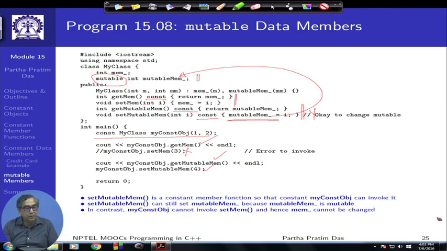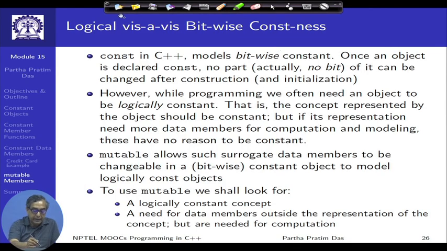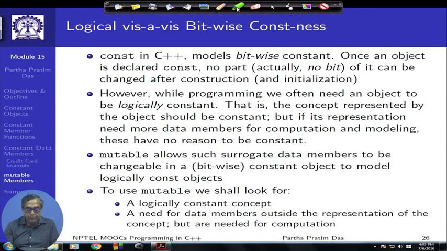This would not have been possible, but since this data member is mutable, it is allowed to change it. Therefore, even though this is a const member function, it can make changes to the data member. That is the basic consequence of having a mutable data member. So, this is the basic behavior of the feature.